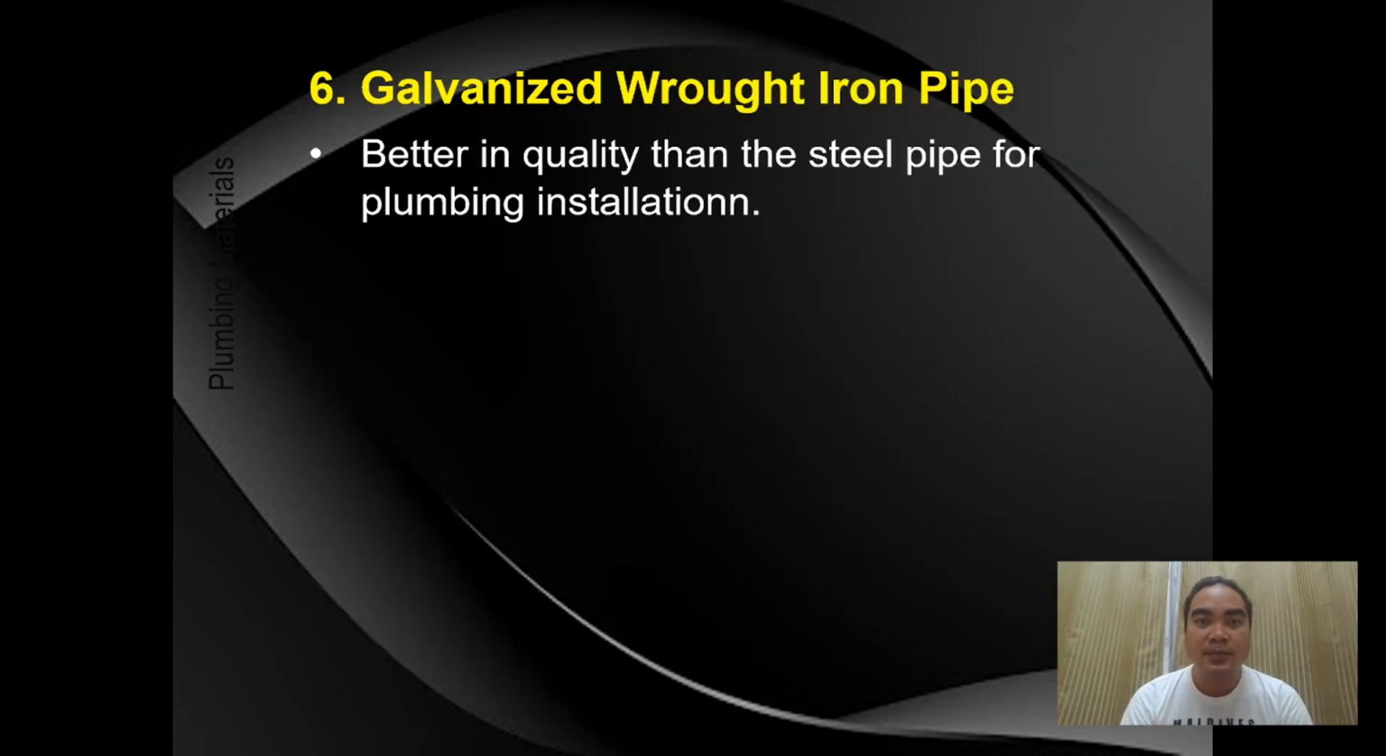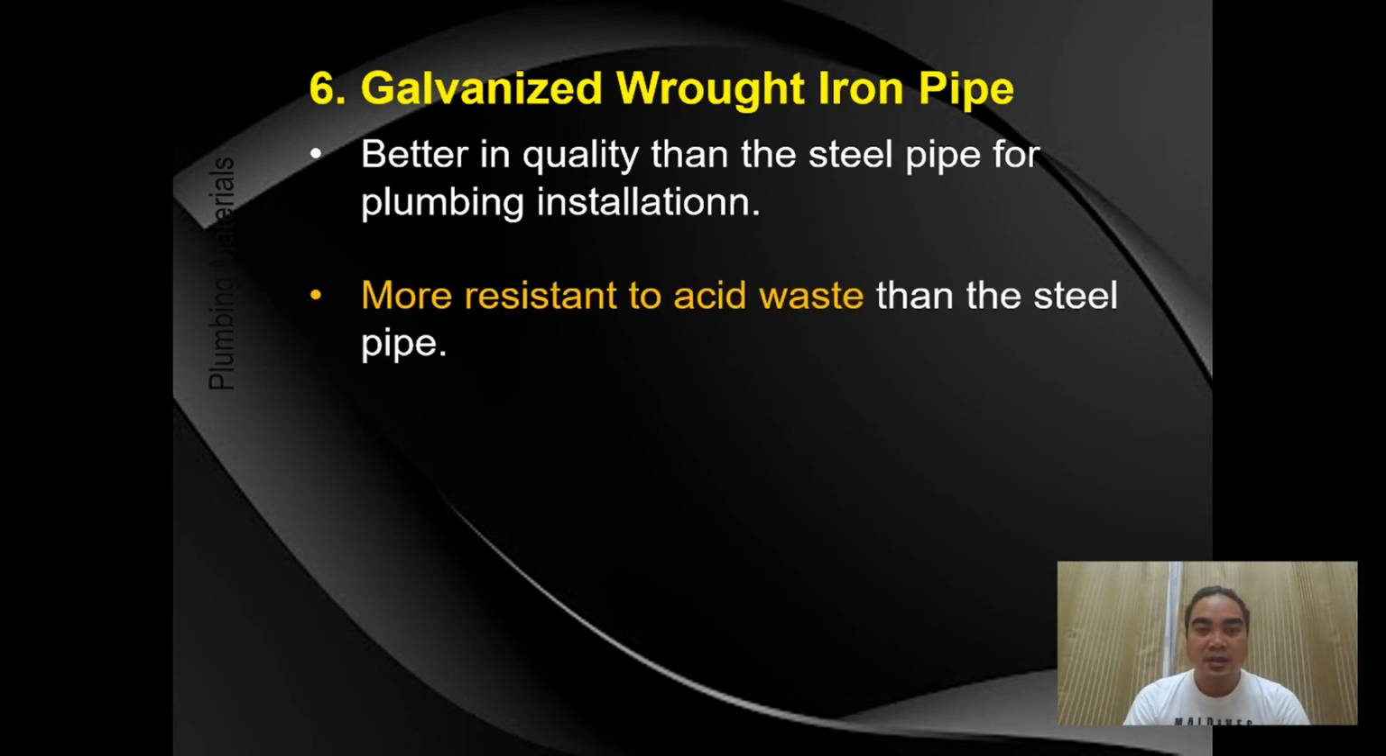Galvanized wrought iron pipes. Better in quality than steel pipes for plumbing installation. More resistant to acid waste than the steel pipe.